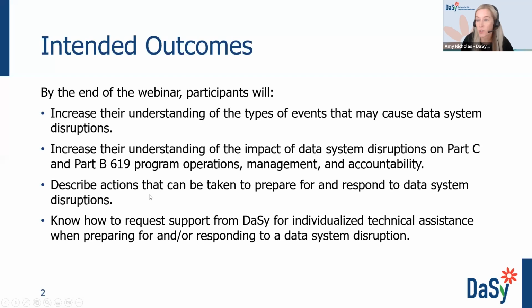So we're going to open with a little bit of background information about the types of events that can cause data system disruptions. What do we mean when we say a data system disruption? Trying to build understanding about the various impact that those disruptions can have on operations, management, and accountability from the perspective of Part C and Part B 619 programs. And then talk about some actions that can be taken when you're preparing for or even responding to a disruption that occurred. So Susan and Michelle are here today to share their firsthand experiences with two very different types of data system disruptions that their programs have experienced in the past year.